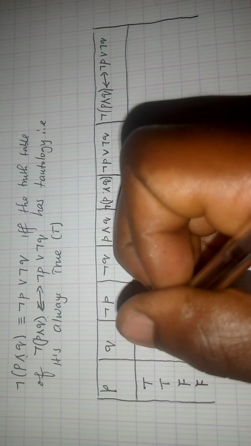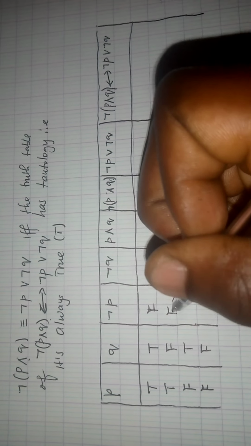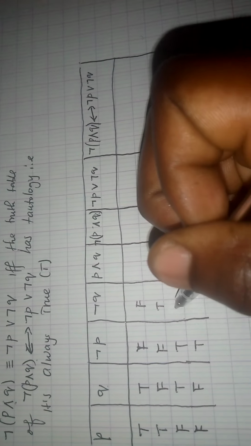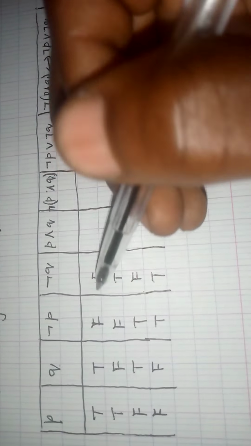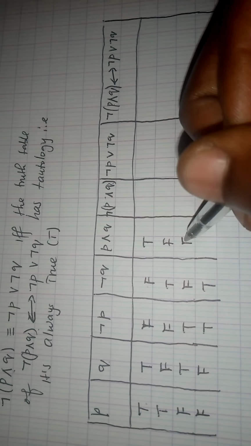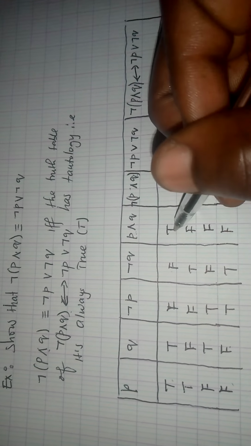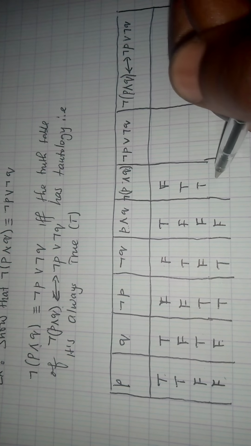For Q we'll have T, then F, T, F. So negation of P will have F, F, then T, T. Negation of Q will have F, then T, F, then T. So for P and Q, the conjunction, T and T will give T, and then here is F, also F, and then F. Now negation of P and Q is the negation of this one, so here we'll have F, T, then T, and T.